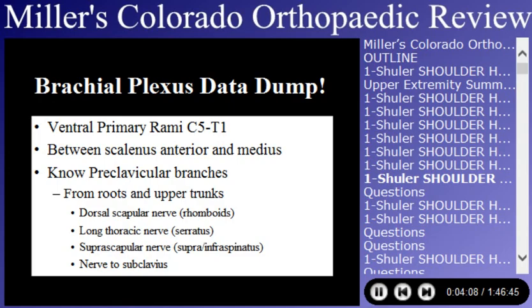Ventral primary rami, C5 to T1, between scalenus anterior and medius. Preclavicular nerve branches are the key testable item, okay? There are 4 of them: the dorsal scapular nerve to the rhomboids, the long thoracic nerve to the serratus anterior, the suprascapular nerve to the supraspinatus and infraspinatus, and the nerve to the subclavius.